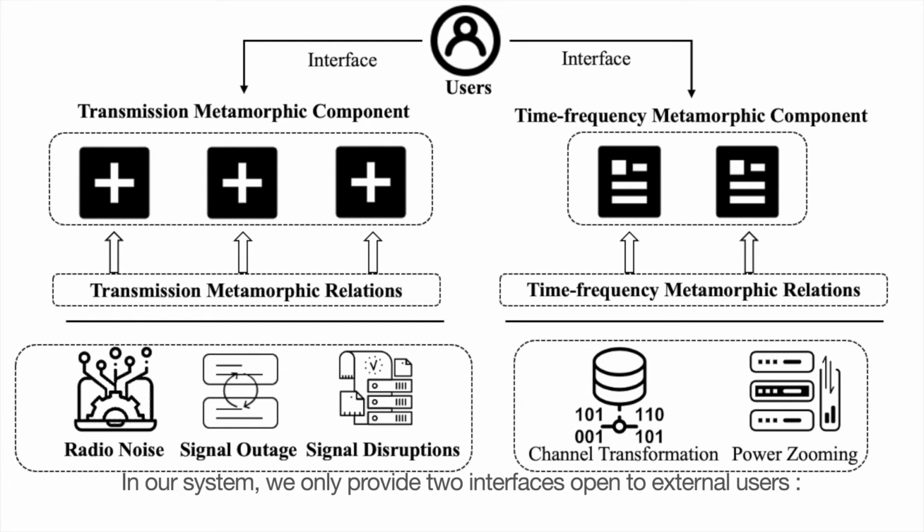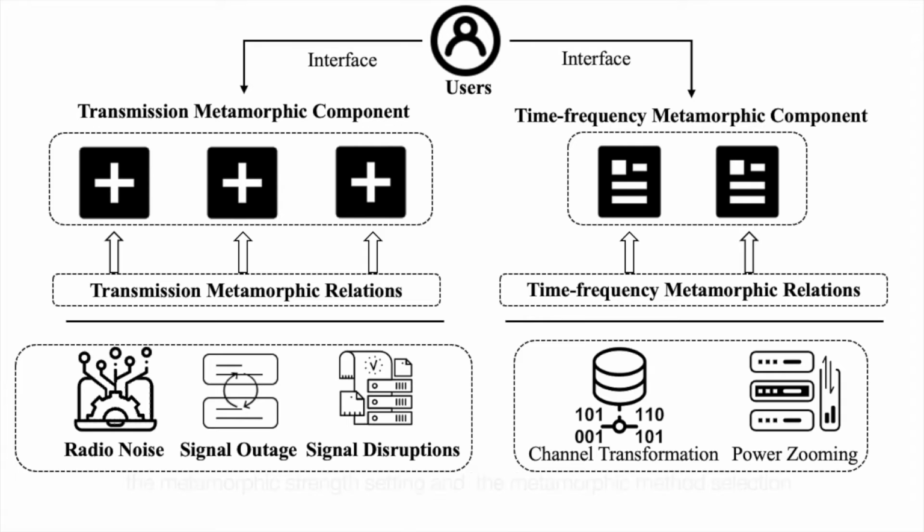In our system, we only provide two interfaces open to external users: the metamorphic strength setting and the metamorphic method selection. External users can choose their own metamorphic strength and metamorphic method to augment their own provided data sets to obtain augmented data set.